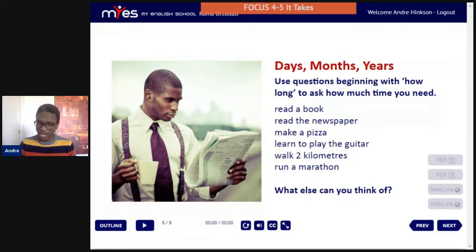Okay, how long does it take to run a marathon? Raffaele says it takes 2 kilometers. Hmm. In this case, you're looking at distance. So normally you would use time, not distance. So how much time does it take, Raffaele, to run or to walk 2 kilometers? Kilometers are the distance, but how much time does it take to walk 2 kilometers? Does it take 1 hour? Does it take 2 hours?